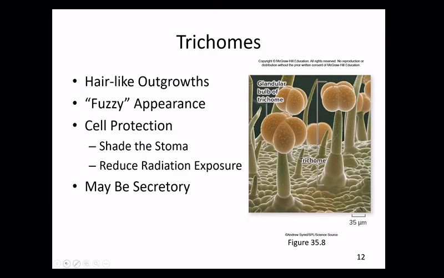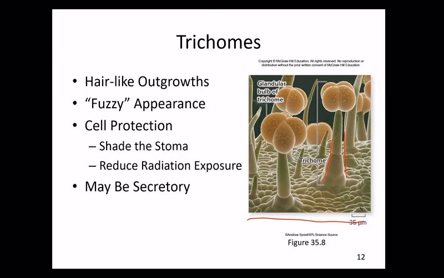Another one are called trichomes. Trichomes are hairlike outgrowths of the surface of the plant. I always like to use the example of African violets. If you've ever had an African violet, you know the leaves themselves are sort of fuzzy or furry. They have a texture to them. Well, that's the result of the trichomes that are growing out of the surface of the leaf.